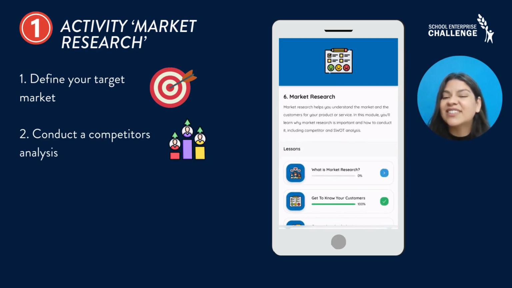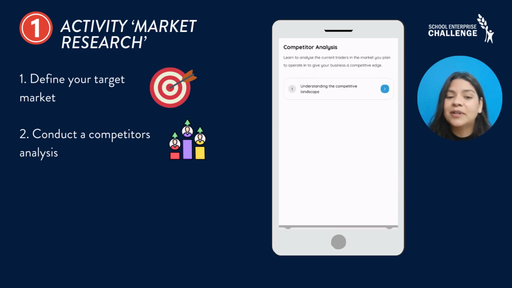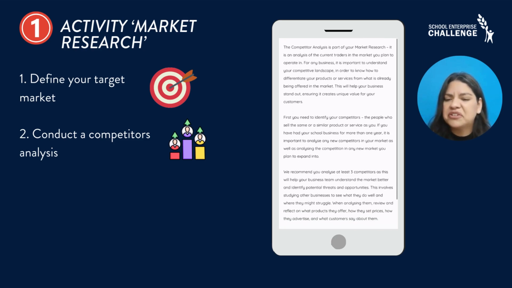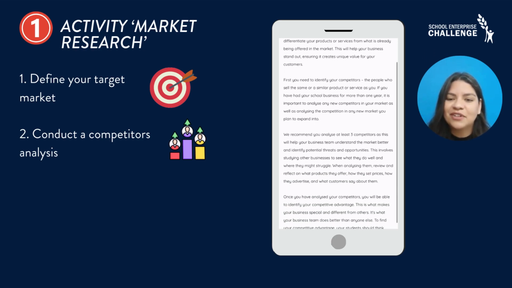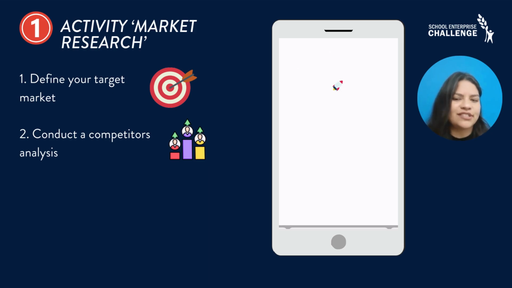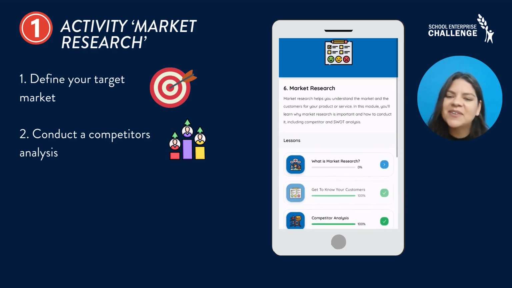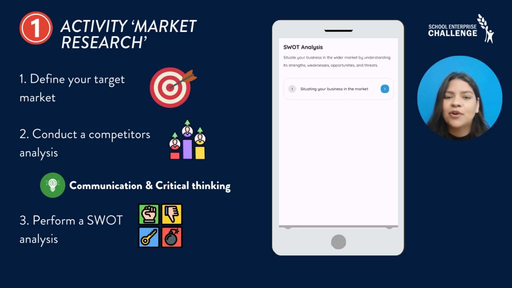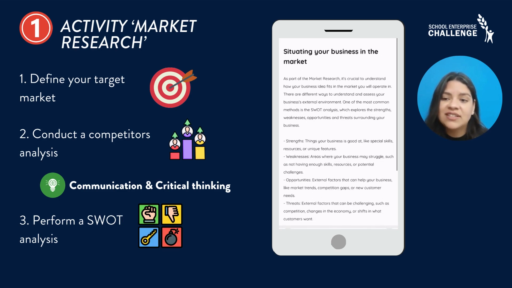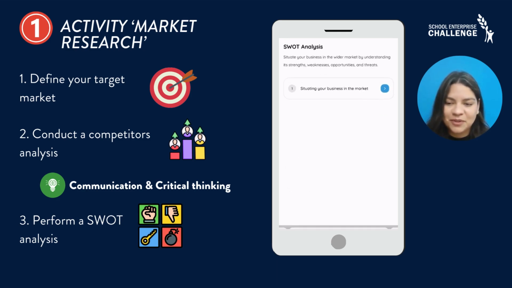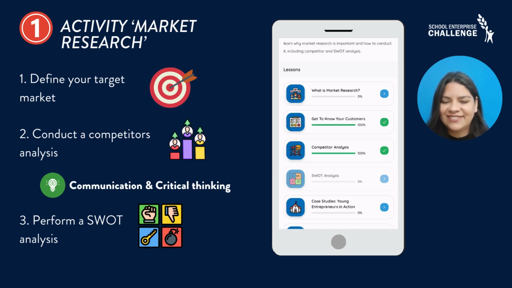You also need to conduct a competitor analysis to understand current businesses in your market. Identify at least 3 competitors, analyze their products, pricing, advertising, and customer feedback to identify your competitive edge. Market research is not only educational, but also enhances skills like communication and critical thinking. Finally, perform a SWOT analysis to pinpoint strengths, weaknesses, opportunities, and threats affecting your business idea success. Explore the market research module on ElevatED for guidance on these activities.